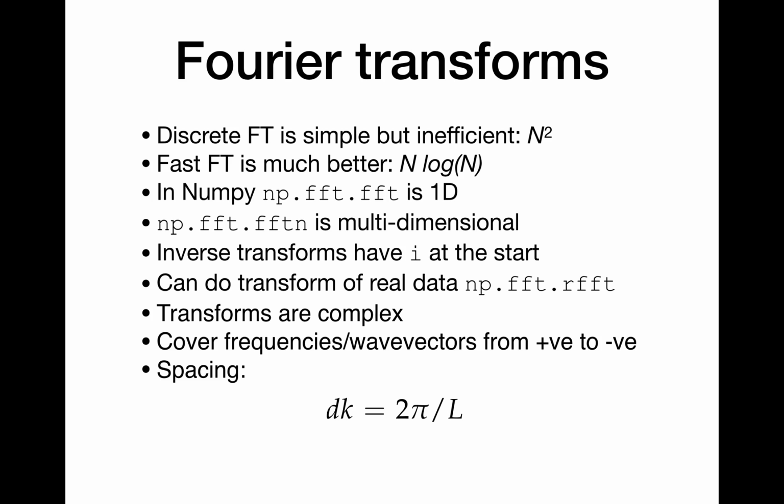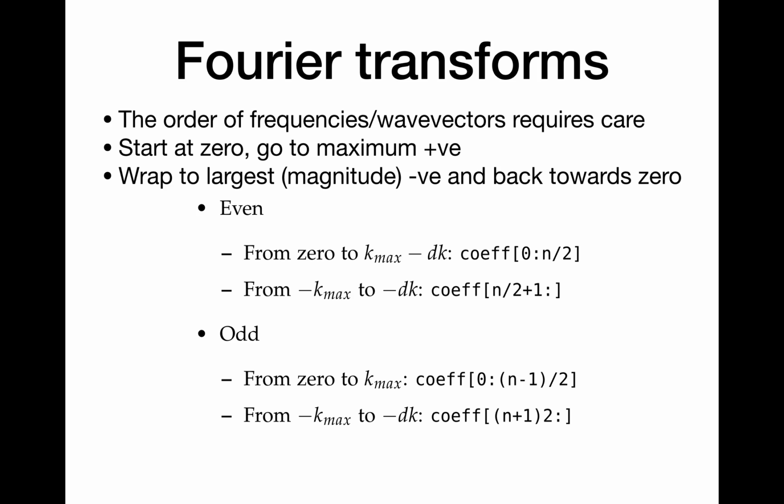The spacing in general is 2 pi over the size of the domain, so a big domain gives you a finer spacing. This is the kind of thing that you'll learn more about when you look at solid state physics next year, condensed matter physics, where this kind of transform is extremely important. Let's look at those frequencies and wave vectors.